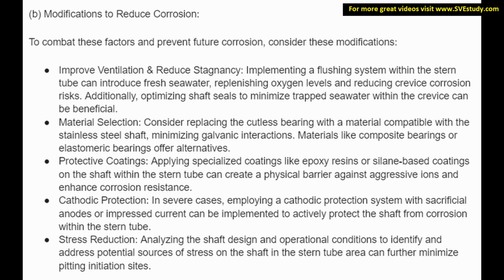Cathodic protection. In severe cases, employing a cathodic protection system with sacrificial anodes or impressed current can be implemented to actively protect the shaft from corrosion within the stern tube. Stress reduction. Analyzing the shaft design and operational conditions to identify and address potential sources of stress on the shaft in the stern tube area can further minimize pitting initiation sites.